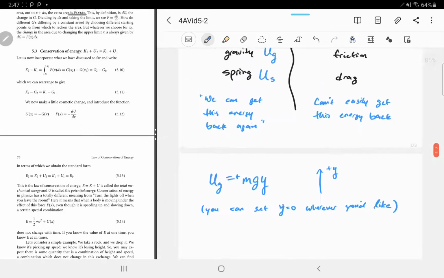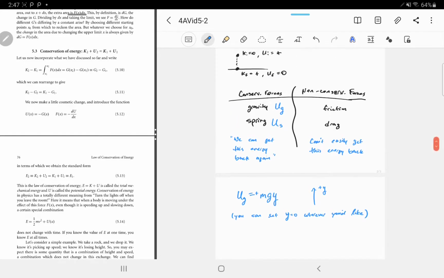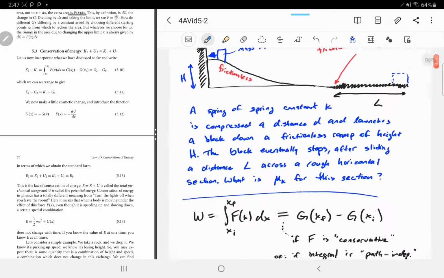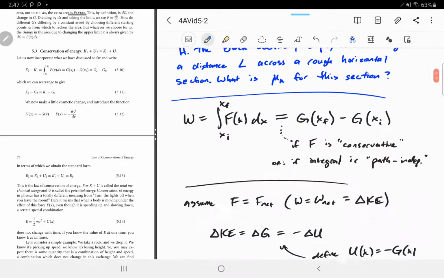So normally the easiest thing to do is just wherever the smallest or the lowest thing in your problem is, I like to set that equal to y equals 0. So like in this problem right here with this picture, I'd probably set y equals 0 down here, and then up here would be y equals plus h, just to minimize the number of minus signs. And this will make everything easiest. All right, so just set the lowest point in the problem to y equals 0.